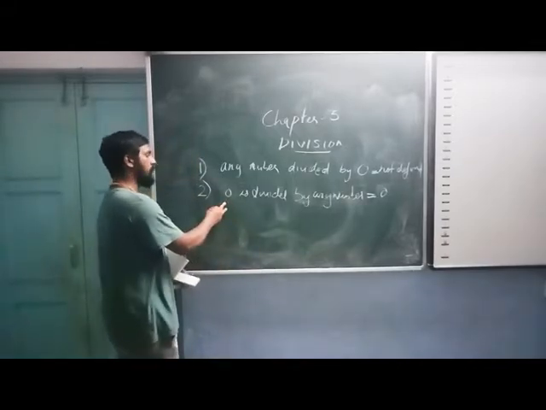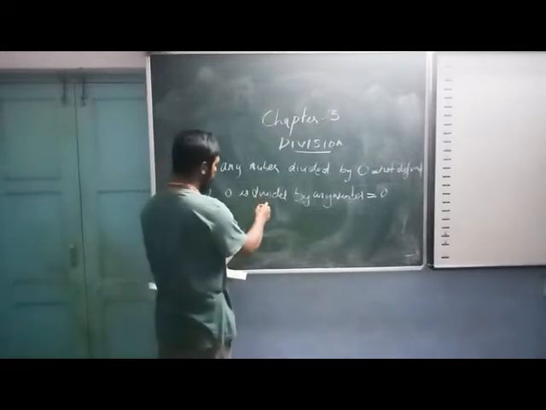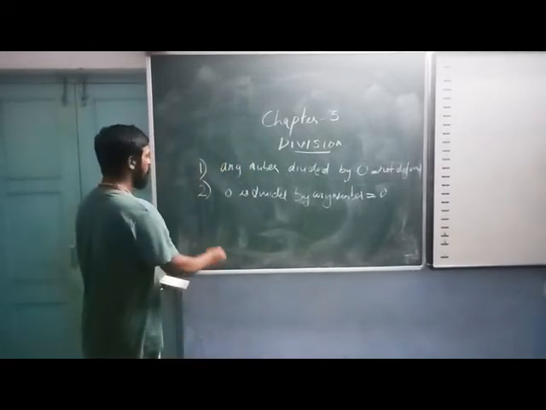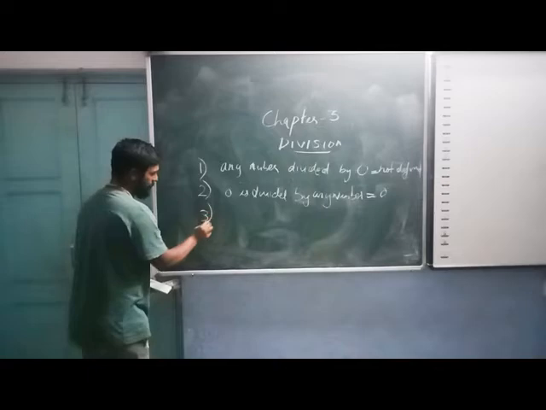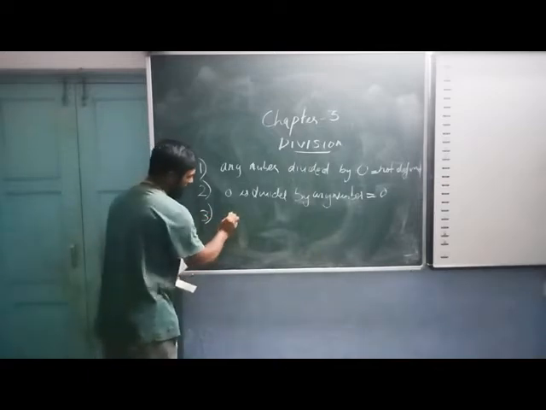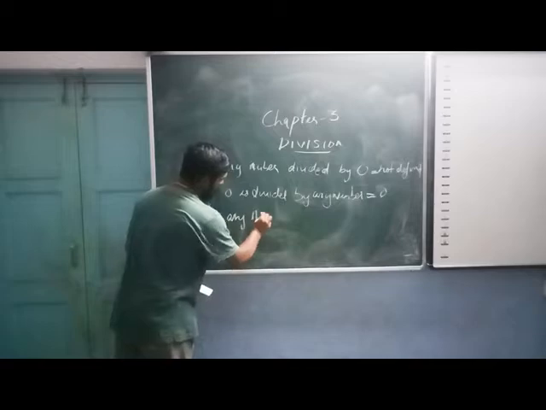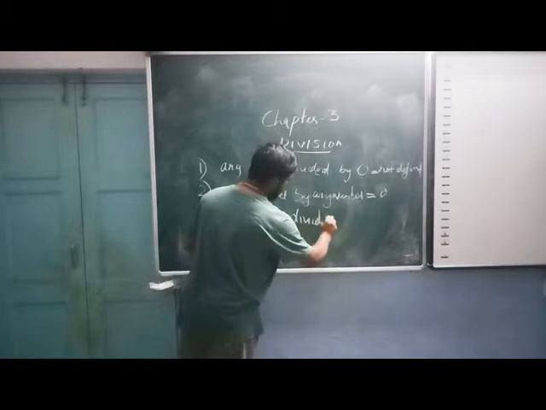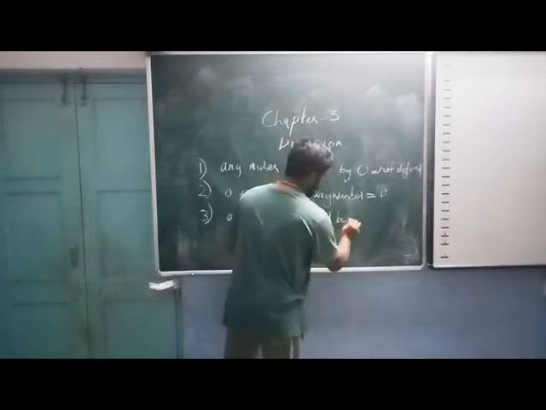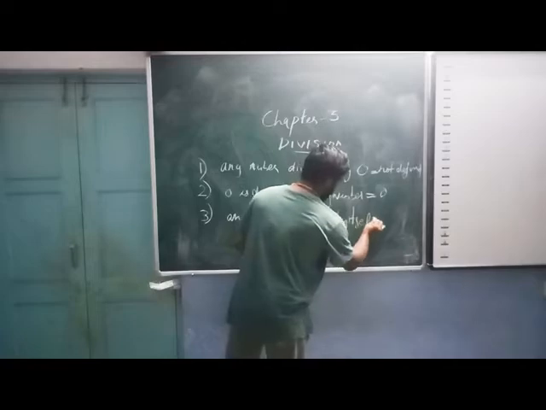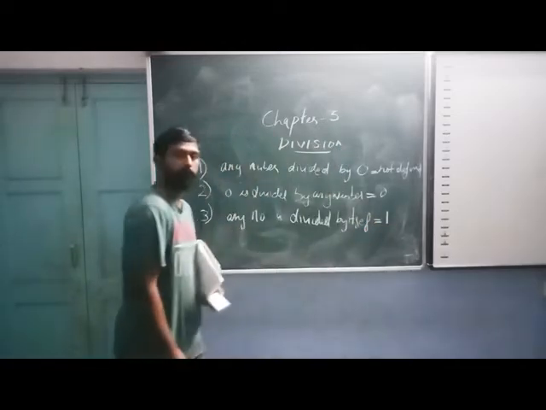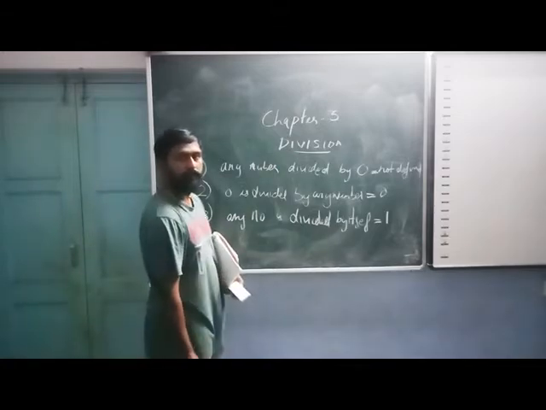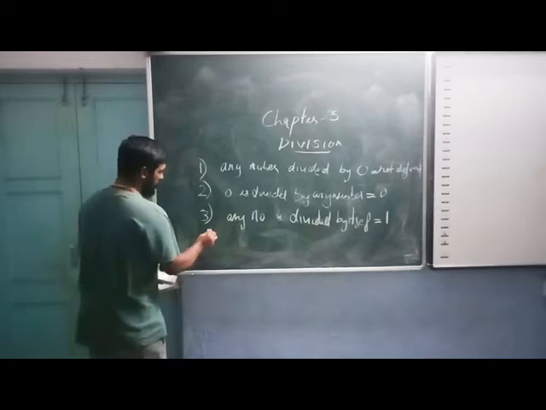The second rule says that if you divide 0 by any number, the answer will be 0, and the quotient will be 0, we can say. The third rule says that if any number is divided by itself, the answer will be 1. Okay, that is the third rule. If you divide any number by itself, the quotient will be 1.